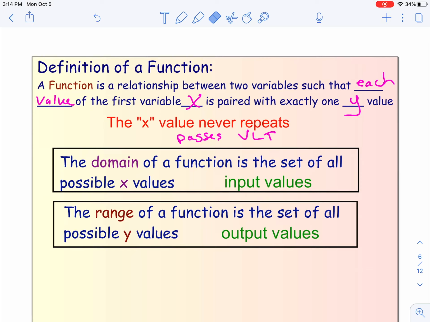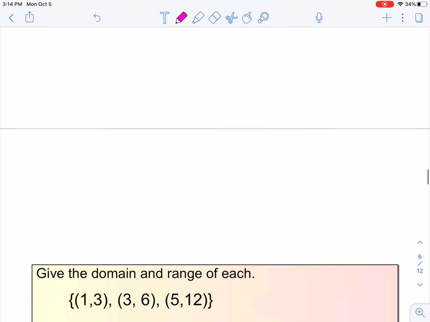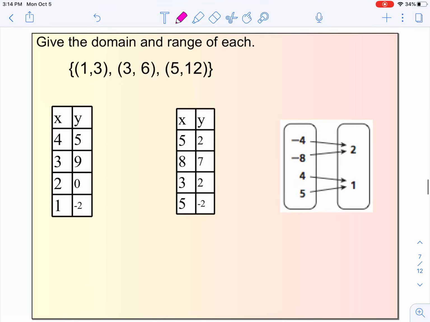So now we get into the domain of a function, which is the set of all possible x values, our inputs. That's what we input into the equation of the function. The range of a function is the set of all possible y values, which is our output values. So domain and range. Now, we're going to try to find these from tables, graphs, and maps.